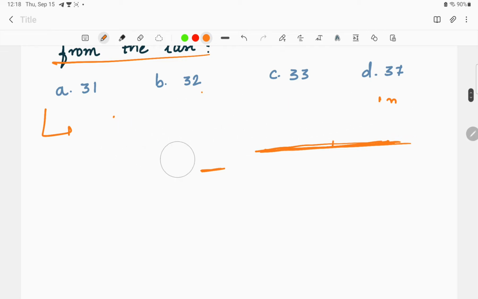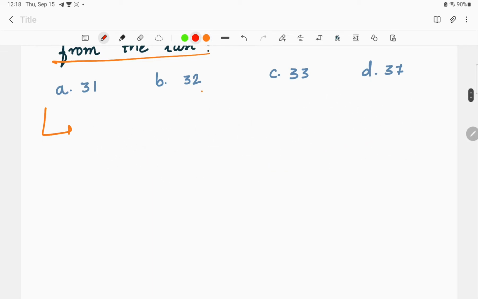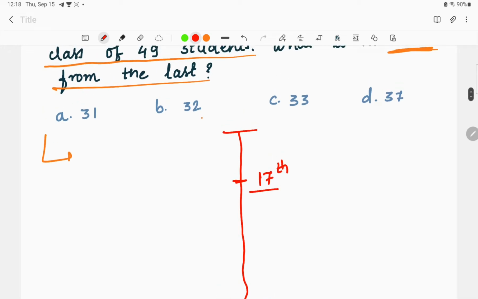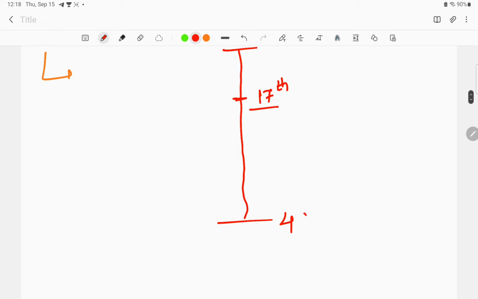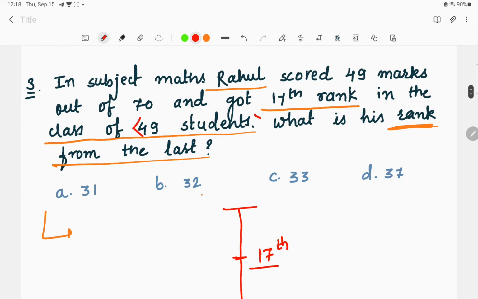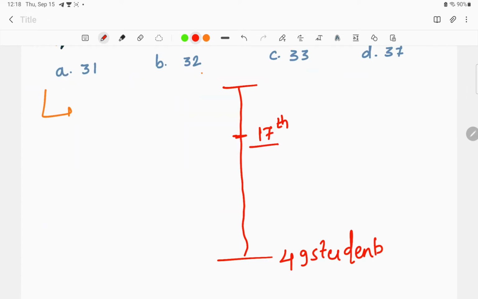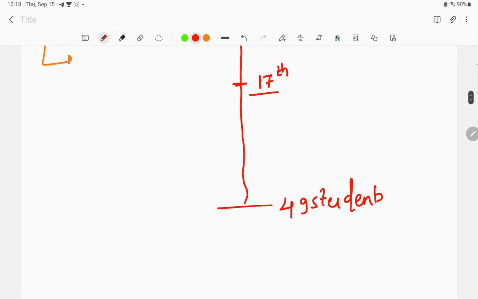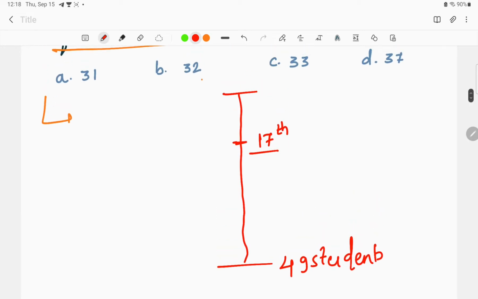graph. If we consider this as the ranking graph, in this ranking graph Rahul is at the 17th position. Now there are 49 students in the class. This is the second thing that we know. There are 49 students in the class and he is ranked 17th, right? So we have to find his rank from the bottom. He is at the 17th position, the first thing that we know.